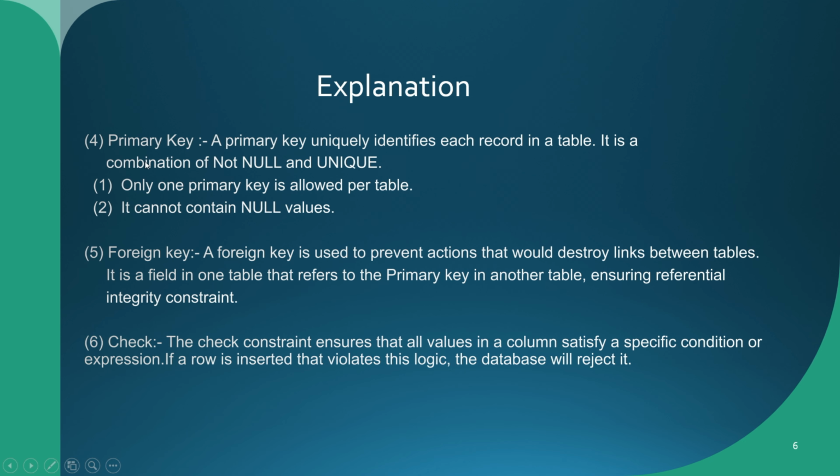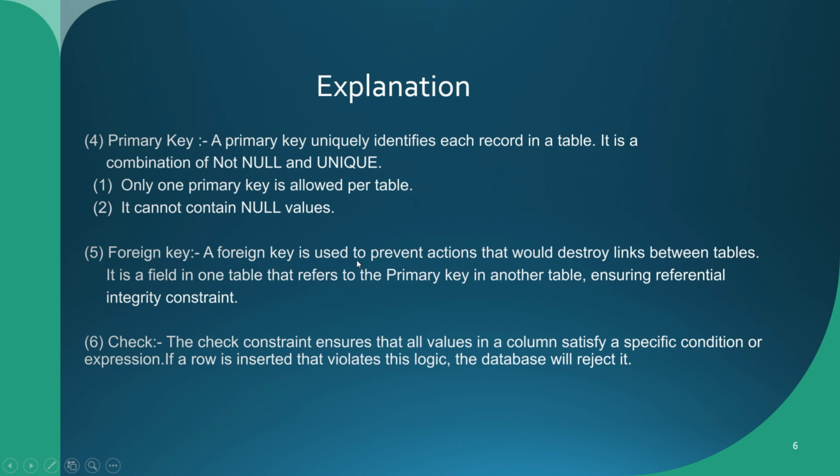And the next one is the primary key. Primary key uniquely identifies each record in a table. It is a combination of not null and unique constraints. It allows only one primary key per table, and it cannot contain null values. That means primary key uniquely identifies each record in a table. So in that column, we cannot have any null values or duplicate values, and you can have only one primary key per table.